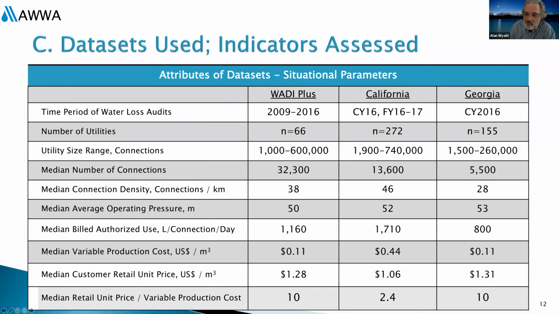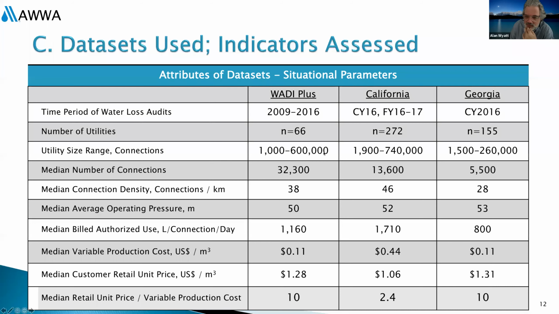1 year from California, we've got a lot more, 272 utilities. Those are filtered out from a much larger population. And then Georgia with 150 or so audits for a single year. Georgia has been doing audits for quite a few years, so these should be audits from experienced utilities.